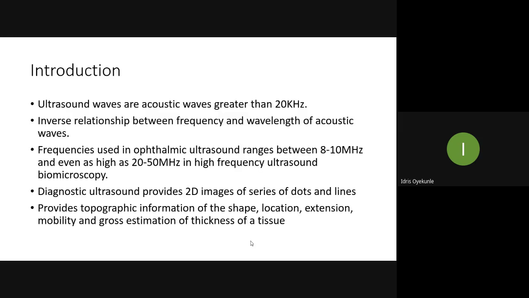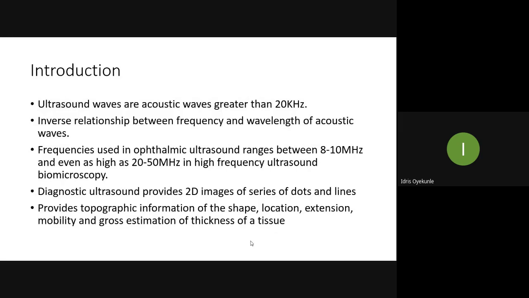Okay, so ultrasound waves are actually acoustic waves greater than 20 kilohertz. But there's an inverse relationship between the frequency of the acoustic waves and the wavelength of acoustic waves. This is quite important because it forms the basis of the various types of ultrasound that we see being used in modern medicine. The higher the frequency, the shorter the wavelength. And the shorter the wavelength, the less the tissue penetration. And this gives better resolution. And this is typically what we experience with ultrasound in ophthalmology.